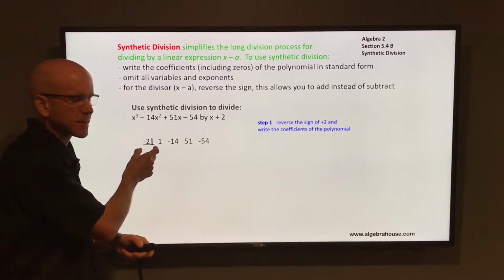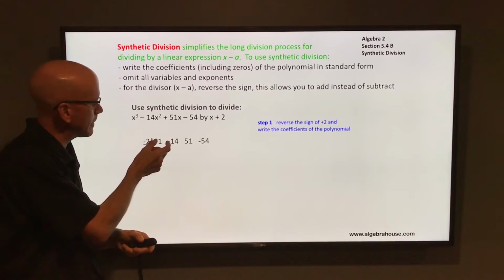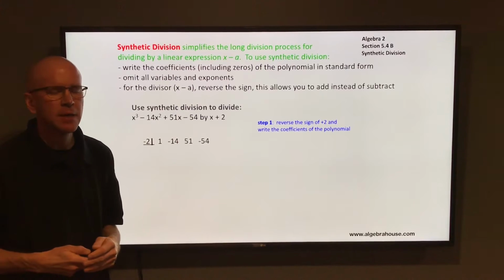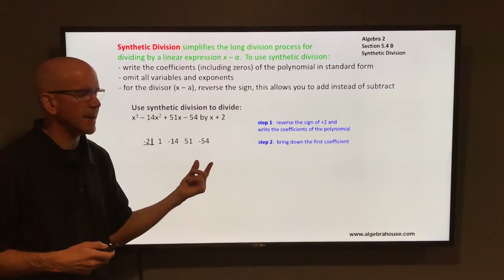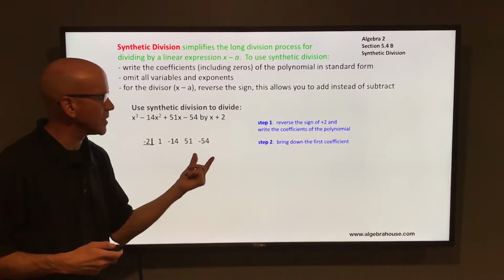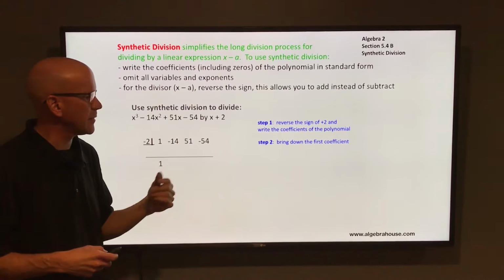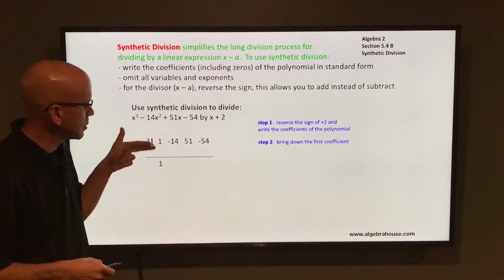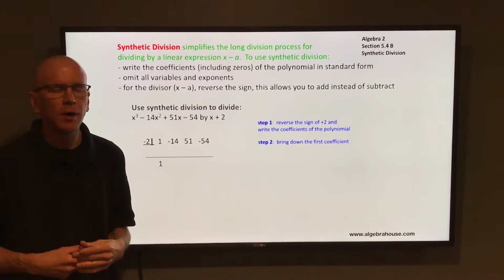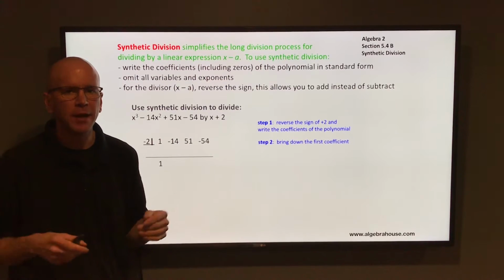Make a little box out here on the left side of those coefficients. Put that negative 2 in the box. Then you're going to draw a horizontal line with enough space to include another list of numbers under those coefficients. So draw that horizontal line. The next step is to bring down that first coefficient. So bring down that 1. And then from there, it's just multiplying and adding.